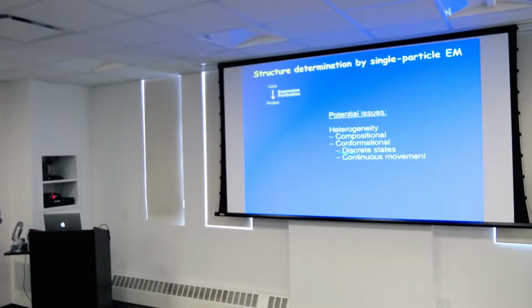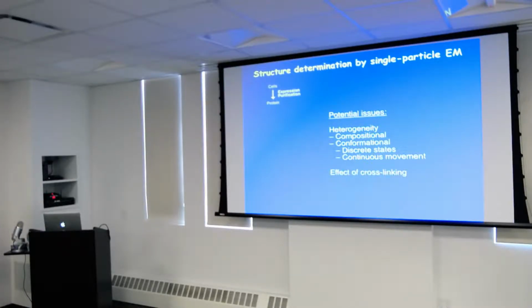These kinds of heterogeneity, current software is very good at taking care of. The one problem that we still have are these continuous movements. If protein domains are moving continuously, it's not so easy to get high resolution maps of these domains because they simply get smeared out. So this is still something where people are trying to find new computational methods to really get high resolution structures of these moving entities.